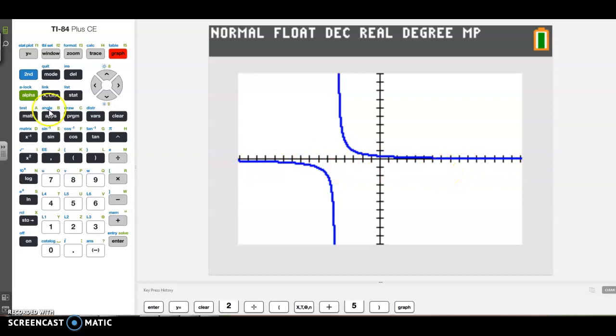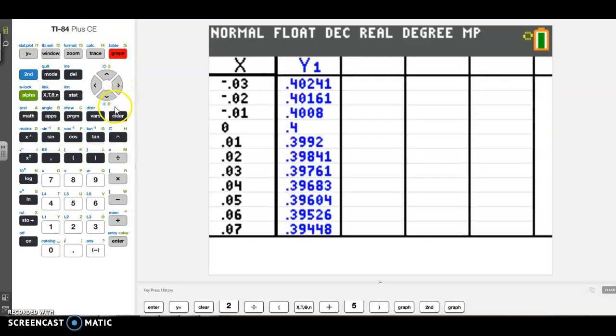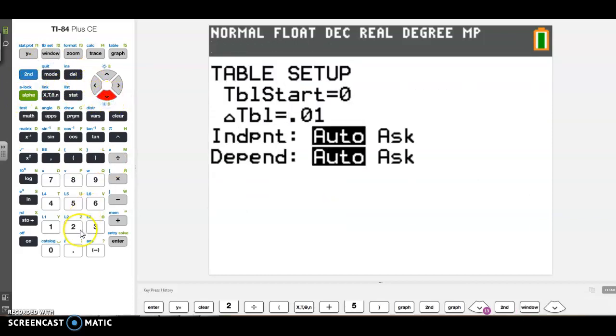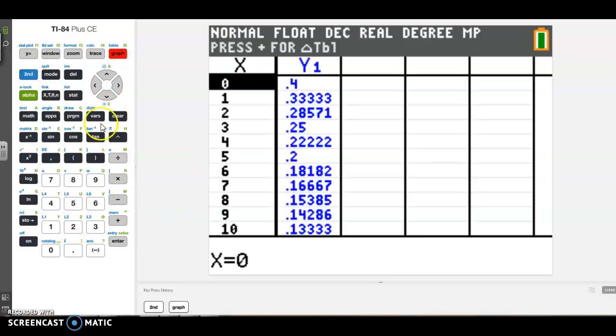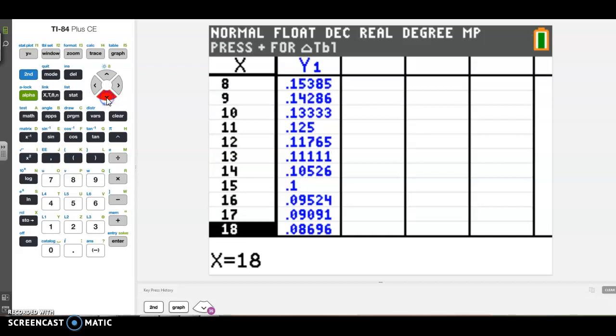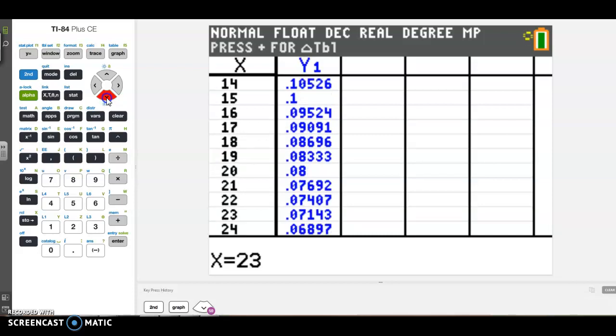Now, how could I check that? Well, a couple things we could do is look at the table. So if I pull up a table and just start scrolling down, let me make these values bigger actually. So let me go to my table setup. Instead of it being 0.01, so this delta table means how much my values are going to go up by, I'm going to change this to 1, just so it's quicker to scroll through. All right, so as I scroll through, as x is getting bigger and bigger, it looks like my values are getting closer and closer to 0, but it looks like we're also kind of flattening out. So this makes it look like 0 is not going to be included. Okay, how do I know for sure?